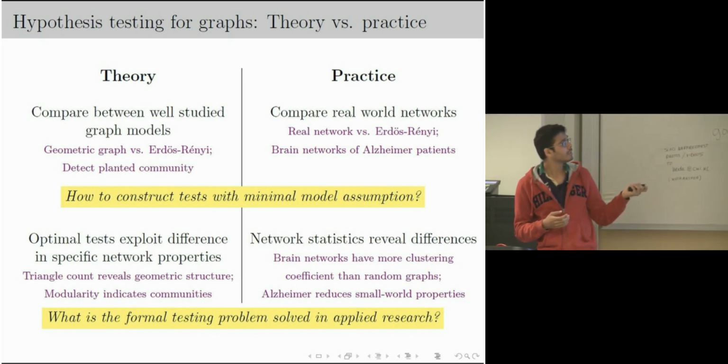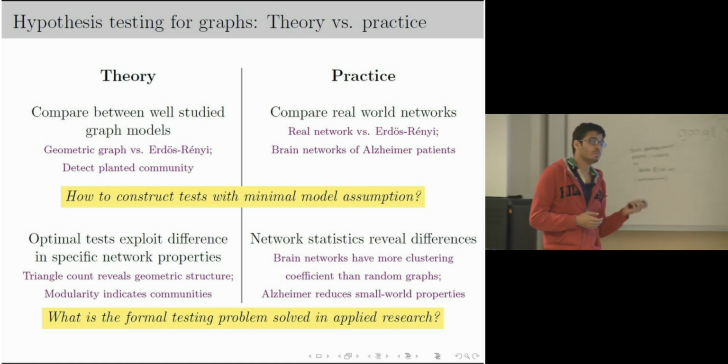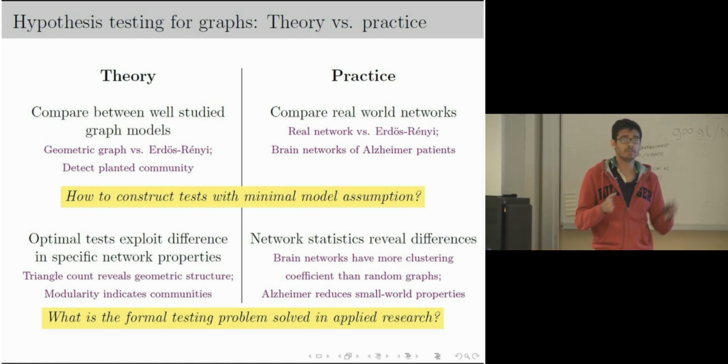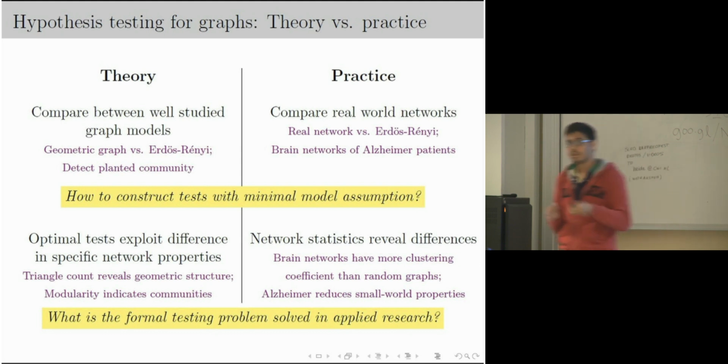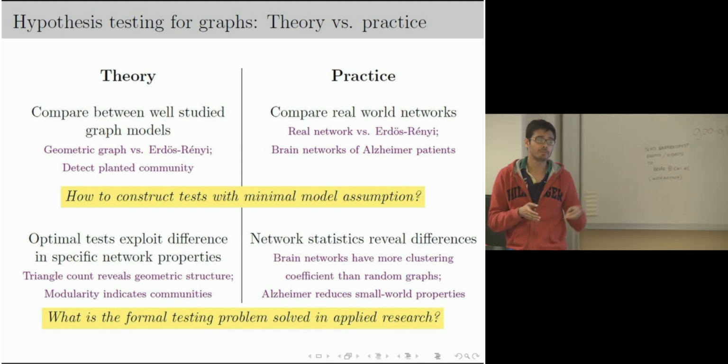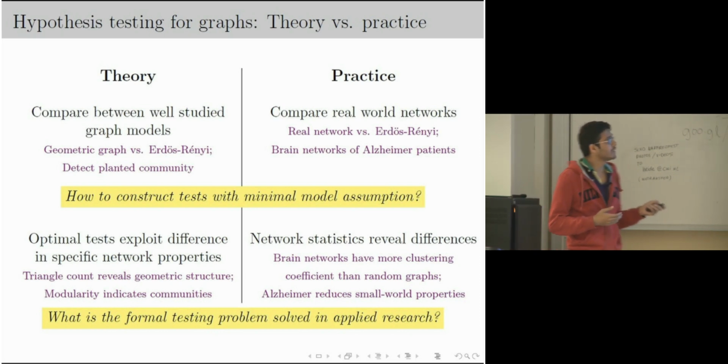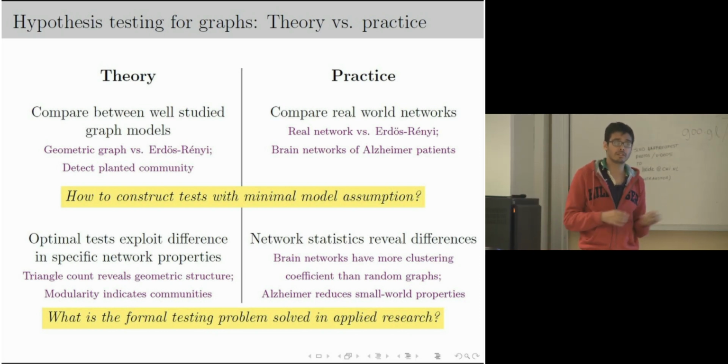So the third question is about the techniques that we use in theory: how much can we extend them? Those techniques are tuned for very specific distributions, like when you deal with Erdős-Rényi or block models, you use these techniques. How much can we extend these results?